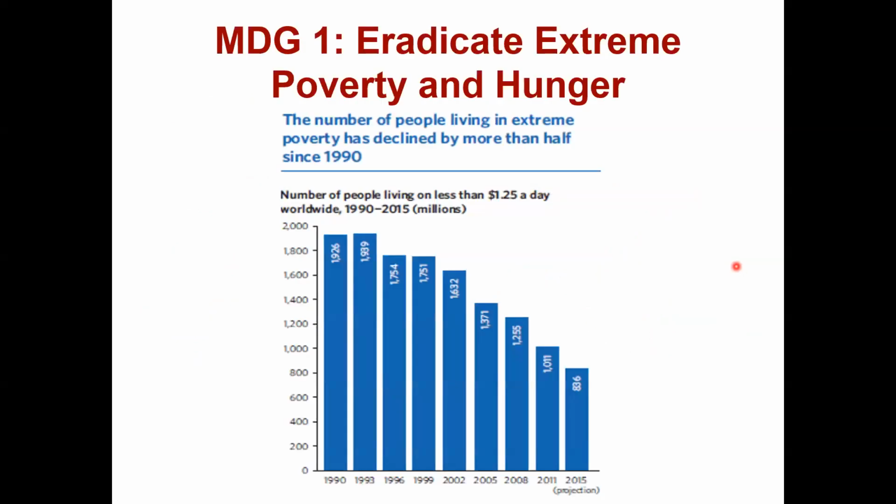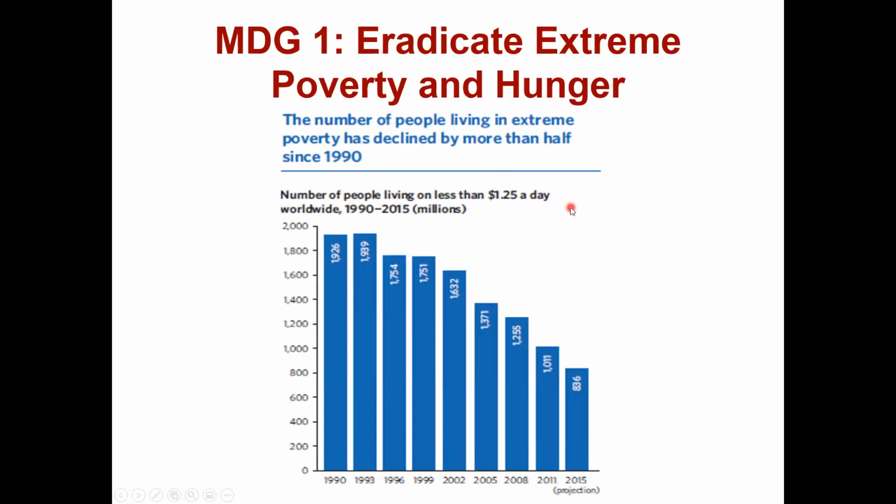All right, so MDG 1, eradicate extreme poverty and hunger. Here's a figure looking at the result. The number of people living in extreme poverty has declined by more than half since 1990. Here's a figure of the number of people living on less than $1.25 a day worldwide, 1991 to 2015. This is how we define extreme poverty, living on less than $1.25 a day.